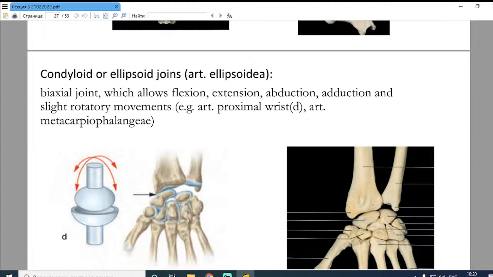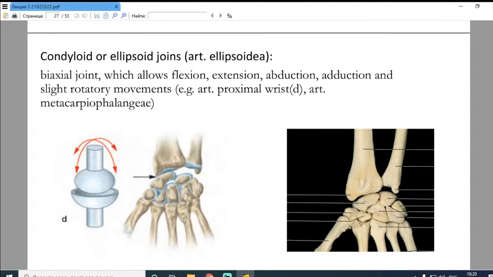Condyloid or ellipsoid joint, articulatio ellipsoidea, biaxial joint, which allows flexion, extension, abduction, adduction, and slight rotatory movement. For example, proximal wrist. Articulationes metacarpophalangeae. This is an ellipsoidal joint.